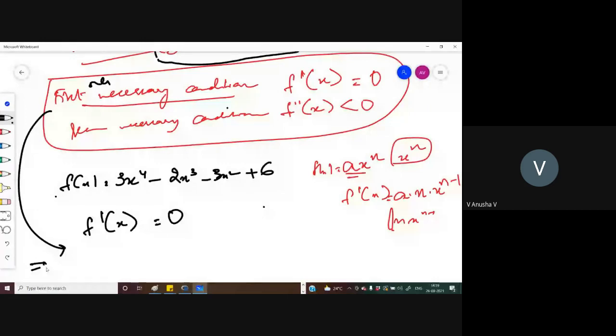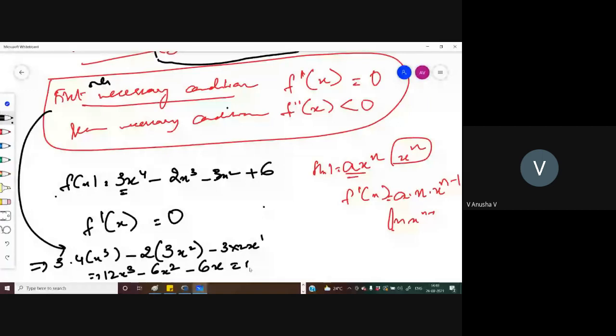This is x power 4. So here 3 into 4 into x cube, minus 2 into 3 into x square, minus 3 into 2 into x power 1. As this is a constant, it will be 0. So let's calculate this one. So here I will be having 12x cube minus 6x square minus 6x equals to 0. So this will be my first order necessary condition for either maxima or minima of f of x. Okay. So this will be your answer. That is 1B will be your answer.